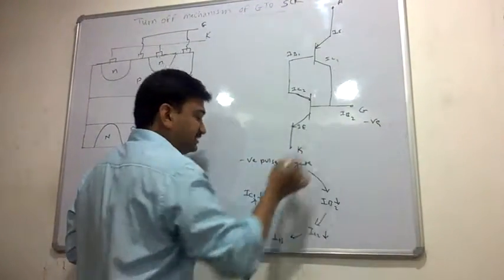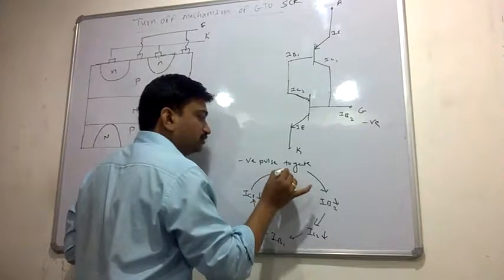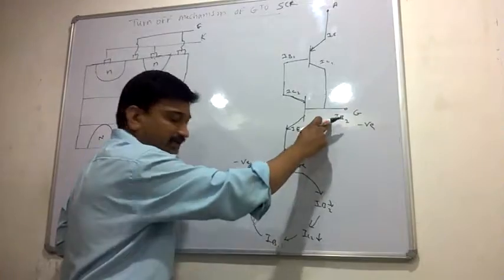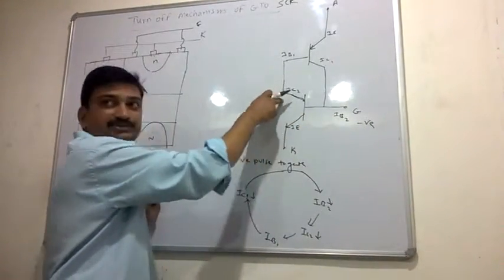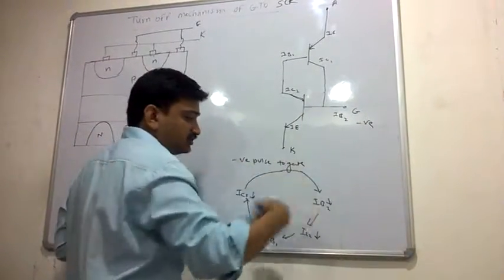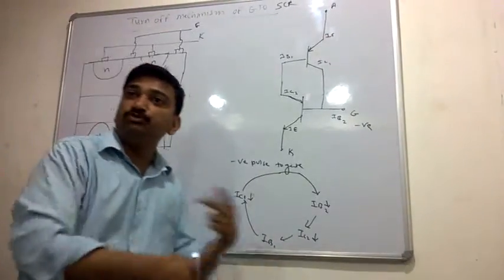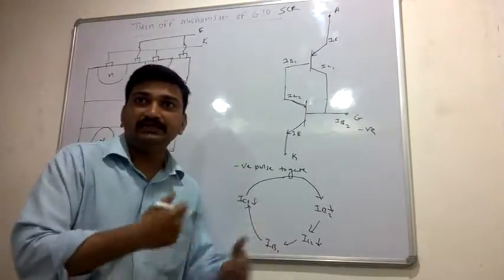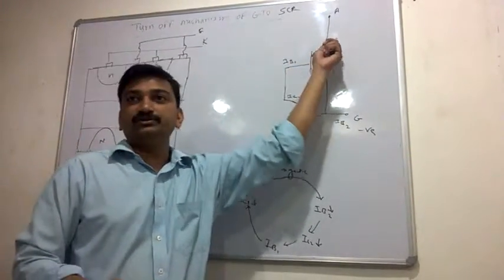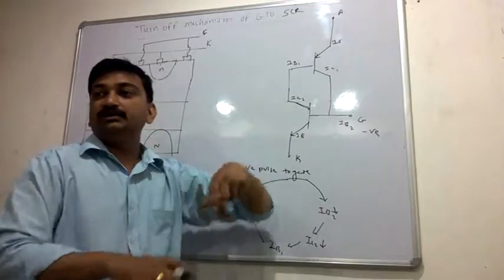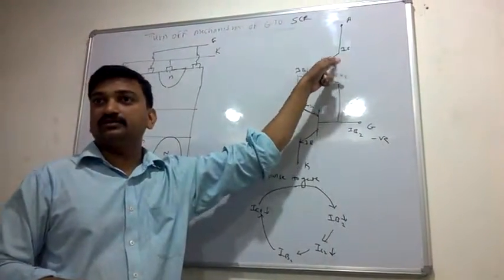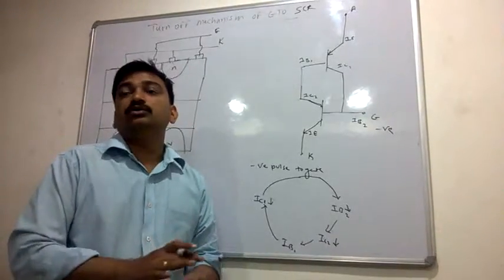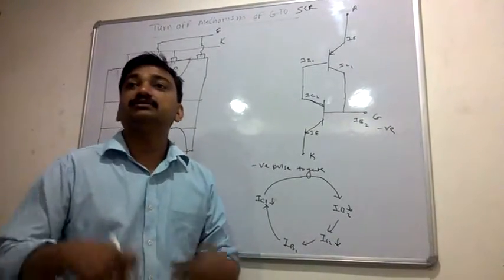As IC1 decreases, again IB2 decreases. As IB2 decreases, again IC2 decreases, and again, and this process becomes cumulative. Cumulative means one by one it goes on increasing, and that's why the current gets reduced, and at a certain level you get zero current here, the cathode-anode current will be zero, and at that time the GTO SCR will be turned off.